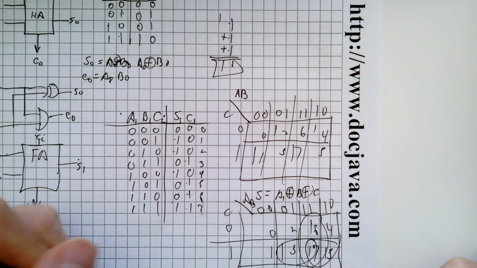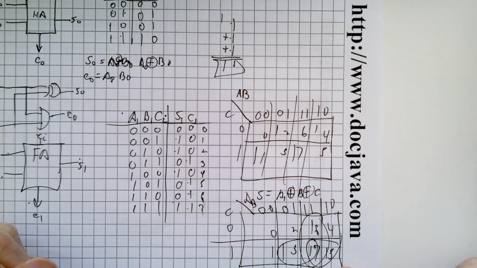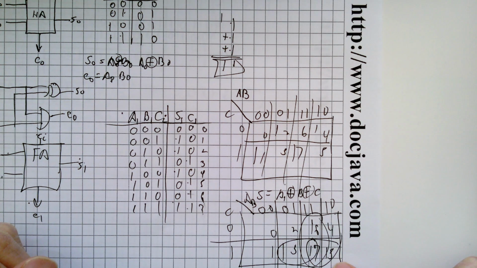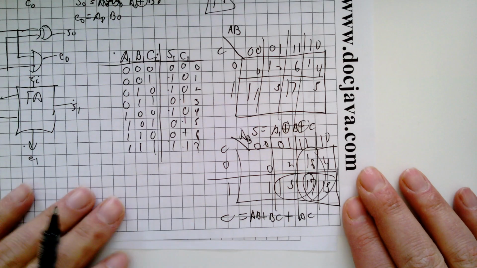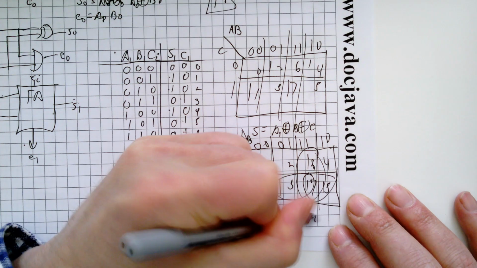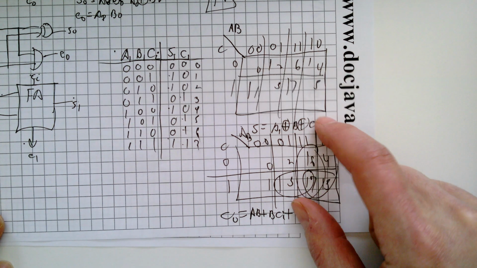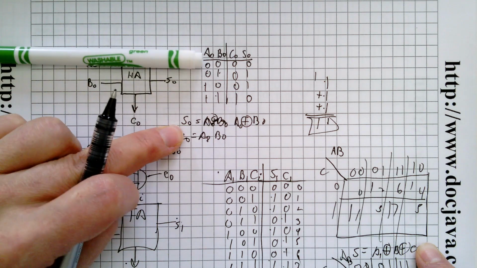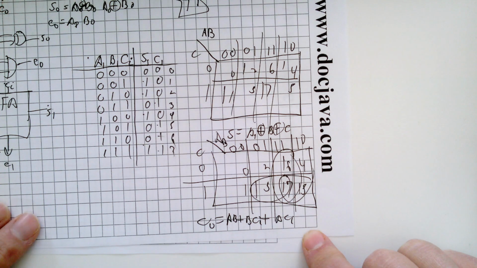AB or BC or that one, which would be AC. And that's carry in, and that's carry out. So you can see this is rather more complicated than what we had up in here. It's still using the exclusive OR, but the carry out got a lot worse. And the exclusive OR is a little bit more complicated because it's got 3 input exclusive OR.